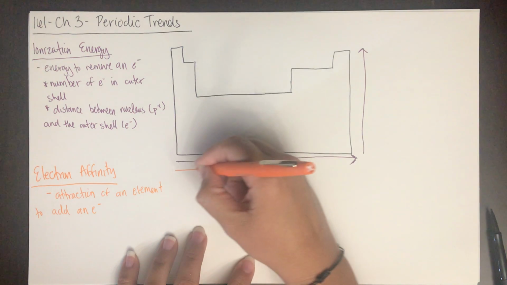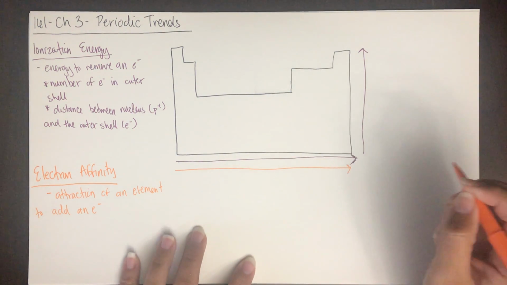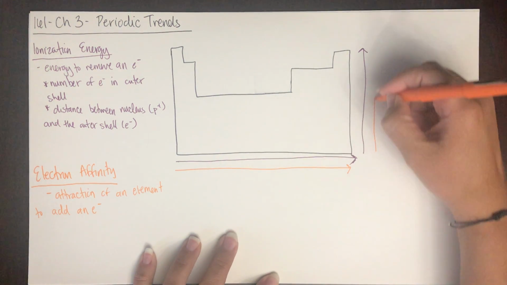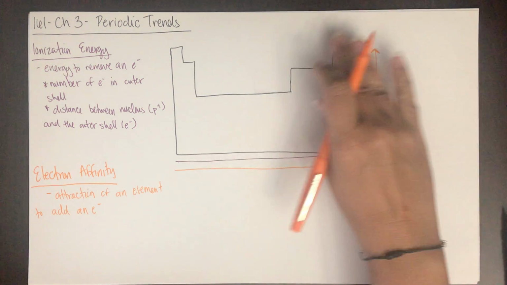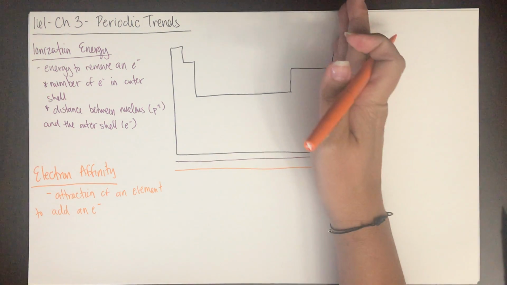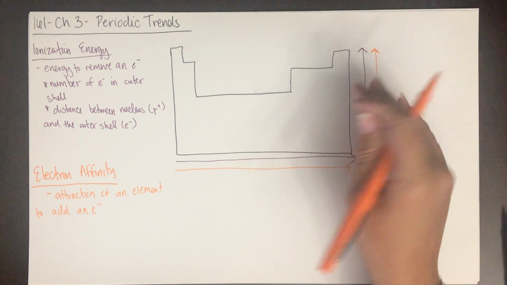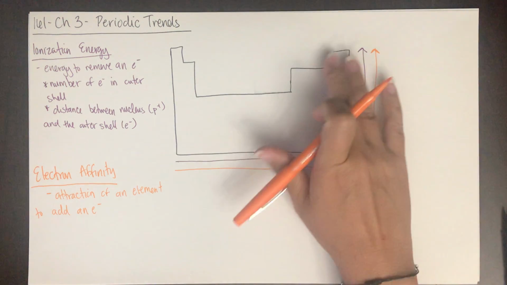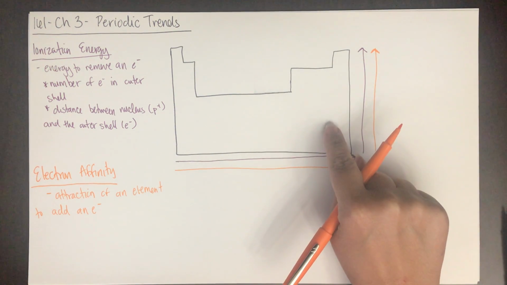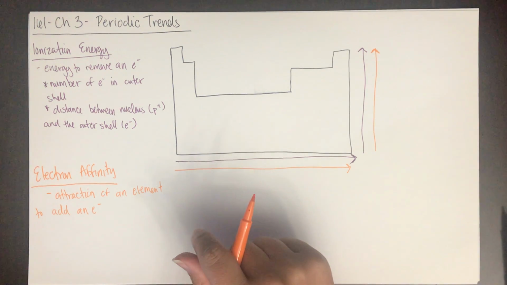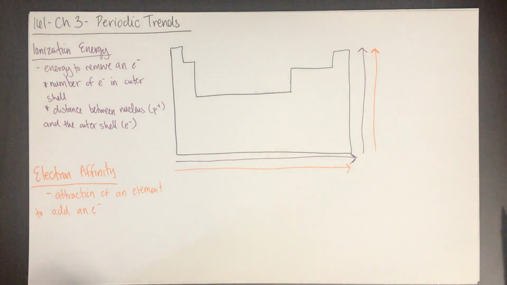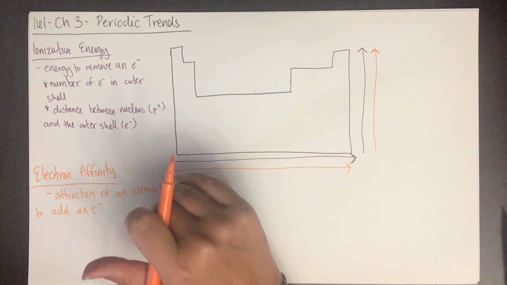So it also has the same trend. It increases across the periods and it increases going up the group. These elements over here, except for the noble gases, which are not included, are going to be more interested in gaining an electron. Over here, these want to lose electrons. So that is the trend for the electron affinity. It's the same as the trend for the ionization energy, but for different reasons.